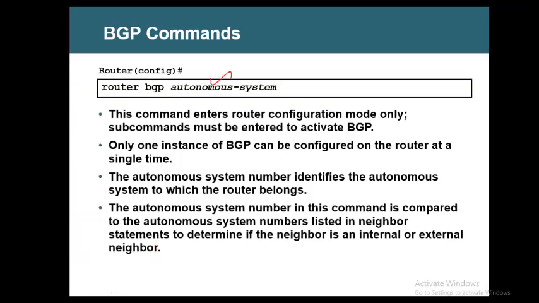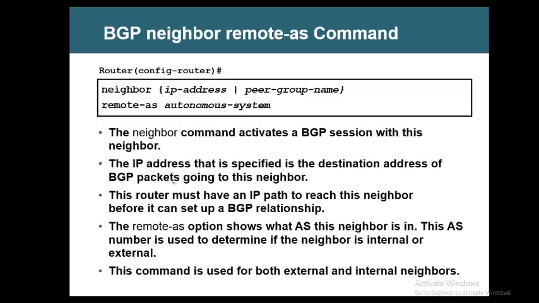And you cannot configure more than one autonomous system in a router. Only one instance of BGP on a single router. So if you need another BGP, you need to delete the older one. And then the neighbor statement allows us to define the IP address, a reachable IP address of the neighbor. And the remote AS command allows us to provide the autonomous system number in which the neighbor is in.